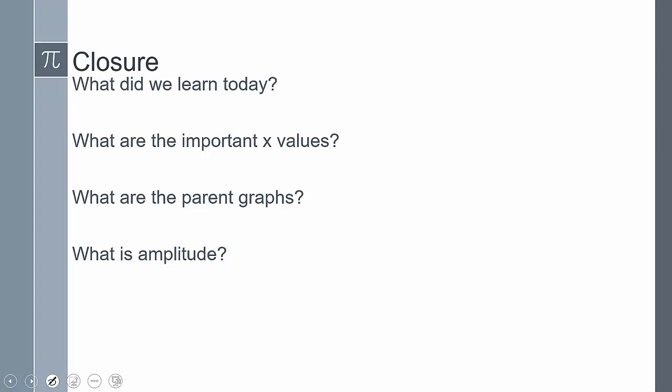So what did we learn today? We talked about graphing sine, cosine, and tangent. The important values for sine and cosine are 0, pi halves, pi, 3 pi halves, and 2 pi. And then for tangent, it's just 0, pi halves, and pi.